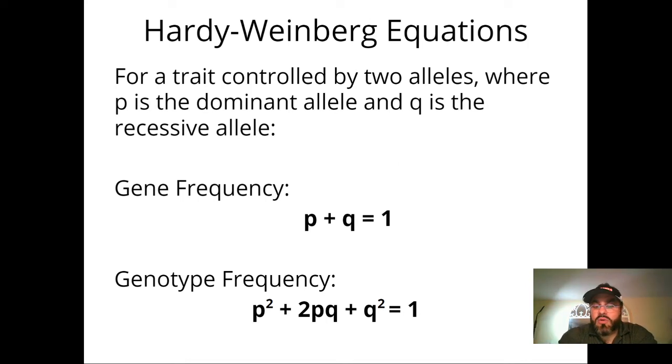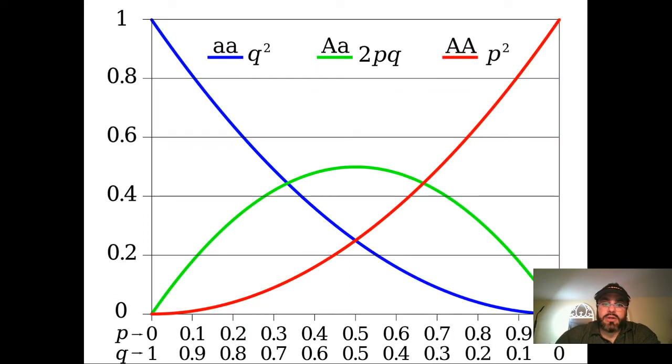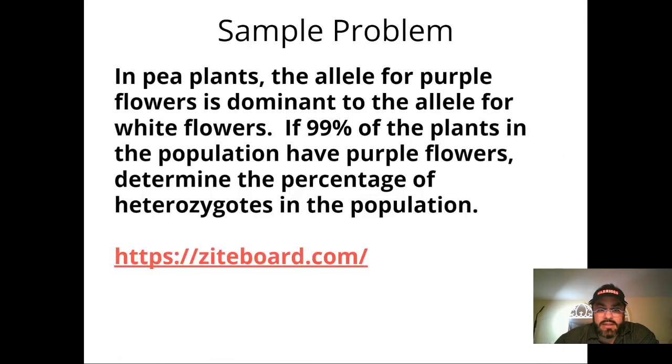So what is the equation? The equations, and there's actually 2 of them put together, form the Hardy-Weinberg equilibrium. The first one is the gene frequency, which is p + q = 1. And then the second one is the genotype frequency, p² + 2pq + q² = 1. So what this shows you is homozygous dominant, homozygous recessive, and heterozygous.